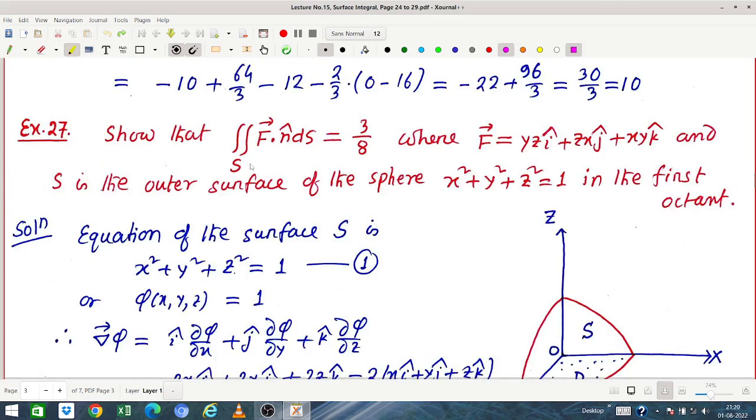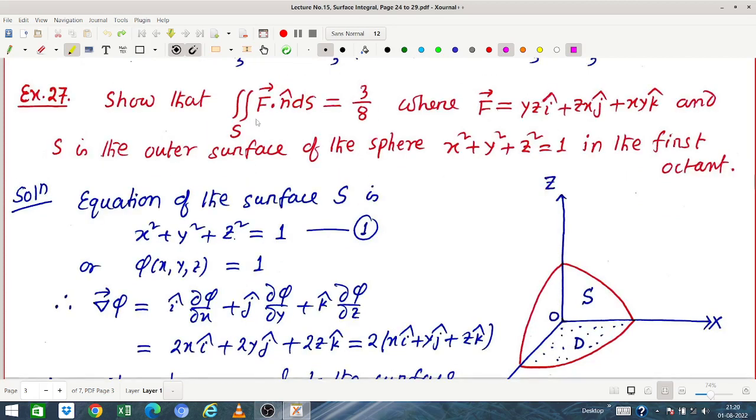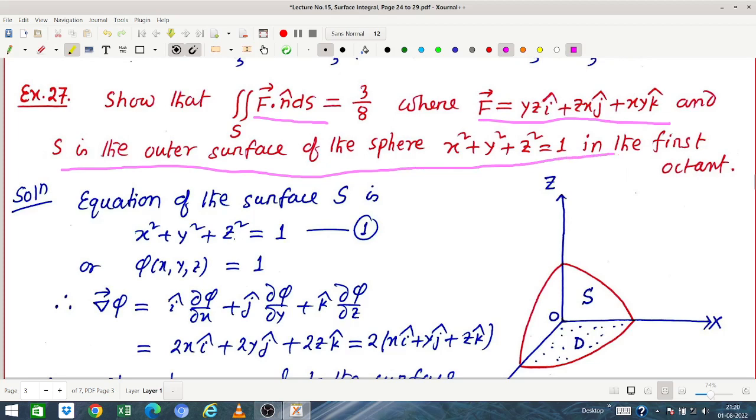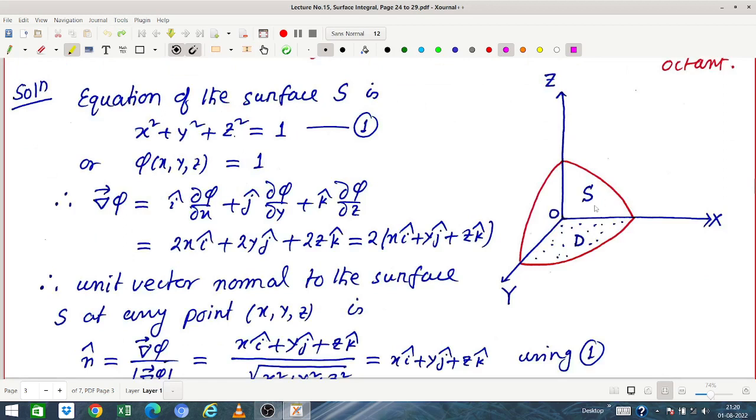Now the next example: show that the surface integral of F dot n cap dS over S is equal to 3 by 8, where F vector is the given vector function and S is the outer surface of the sphere x square plus y square plus z square equal to 1 in the first octant. It is a unit sphere, center origin, radius 1, but the surface we have to take is in the first octant, the positive octant. So this is the surface. It is not the full sphere, it is in the first octant.